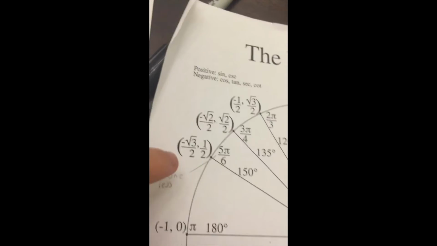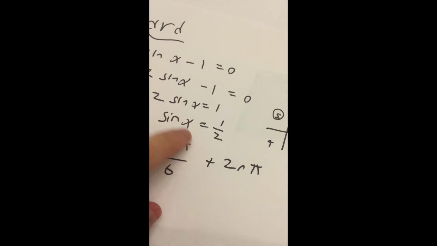Here, 1 over 2. We can see another 1 over 2 over here. We can see a 1 over 2. So it's not a coincidence. It's supposed to work like that. You were supposed to get 1 over 2 after you solve for sine x.